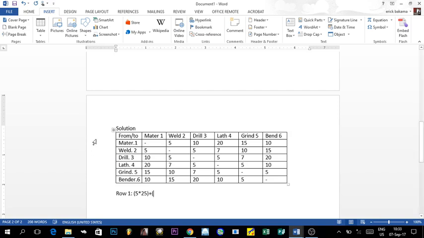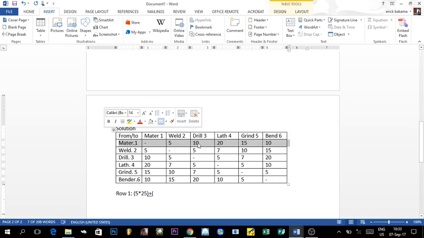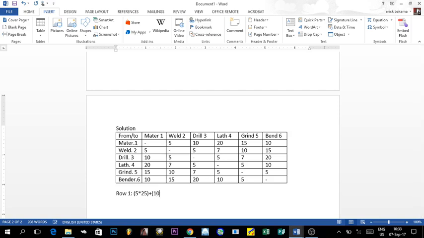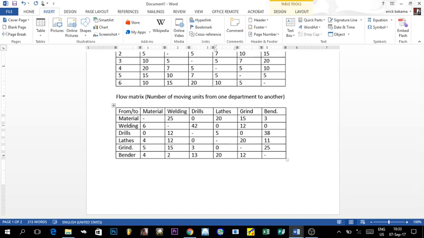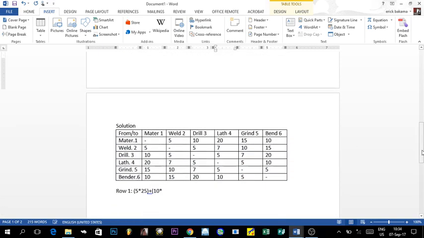Plus, we do the same thing here. Which room are we working on? We are working with room 1 and room 3. The distance is 10. How many units move from material to drill? Material to drill, we are here, and drill is somewhere here. By the way, I forgot to mention that all these empty cells in the flow matrix, there's nothing moving, so we have 0 in all the empty cells. We have 0 here, another value of 0, 0, 0, 0, and 0.